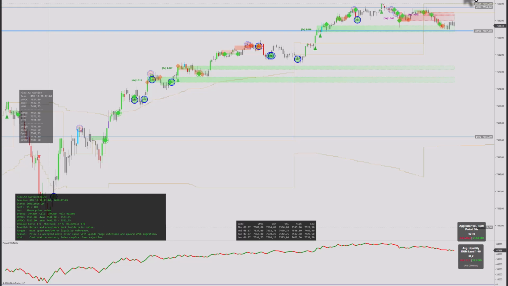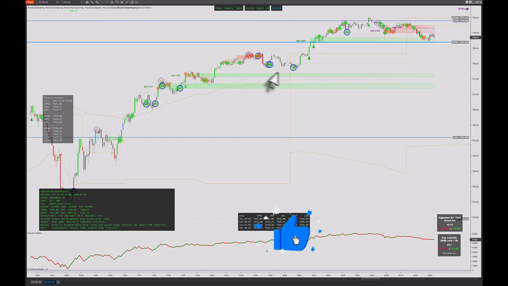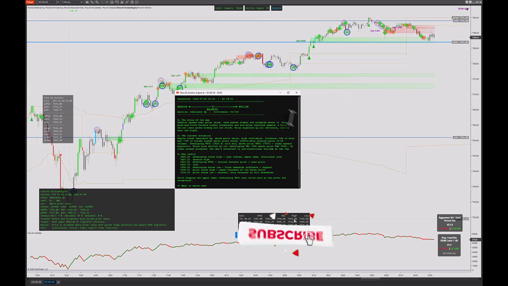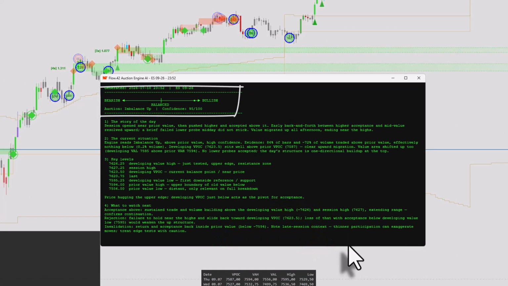And when you want the complete read in plain language, this is where it gets really, really good. One click. This is the Flow.42 AI Auction Analyst. It takes the current auction engine snapshot and turns it into a structured written read of the session. Right at the top, the current read, bearish to bullish. One glance. Here, an auction imbalanced to the upside, confidence 95%.